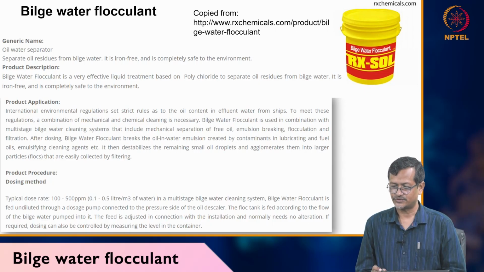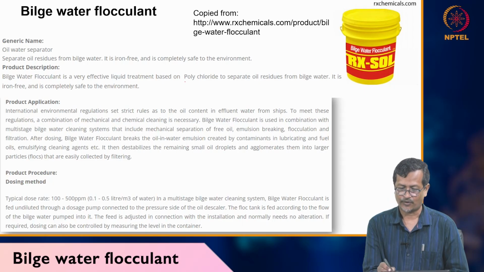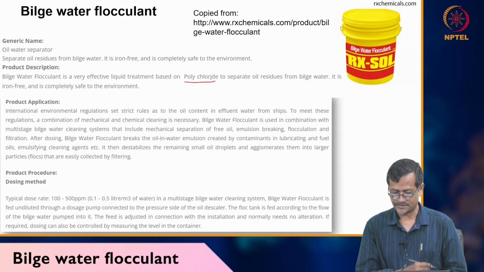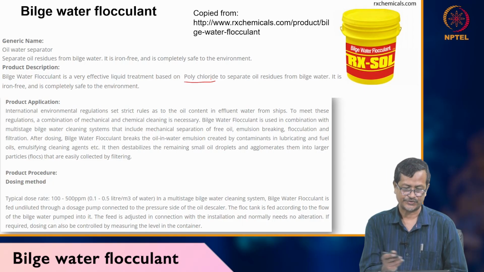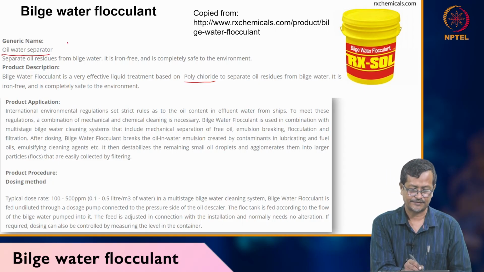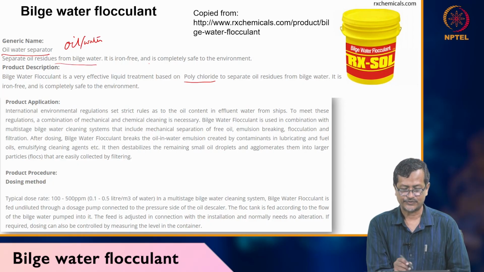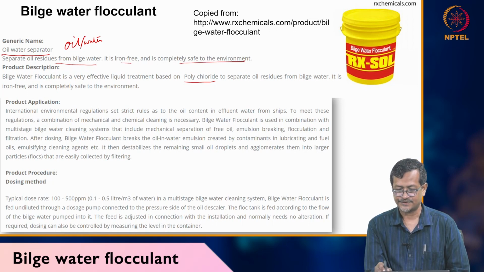So they produce bilge water flocculants. This is actually polychloride, they are saying. I'm giving this just as an example of how this flocculant will be added in a bilge water, so that the bilge water emulsion can be broken and will be separated. So this is an oil and water separator. The separator reduces oil from bilge water, if it is iron free and completely safe to the environment.